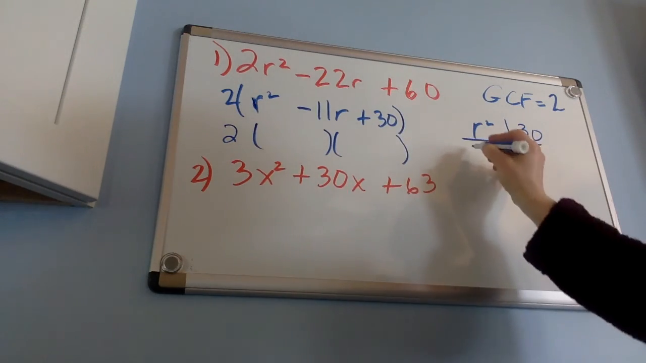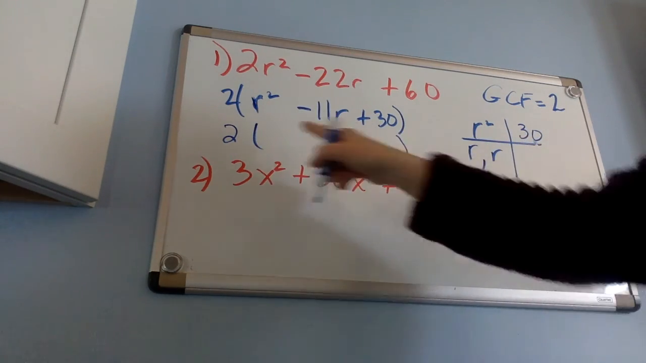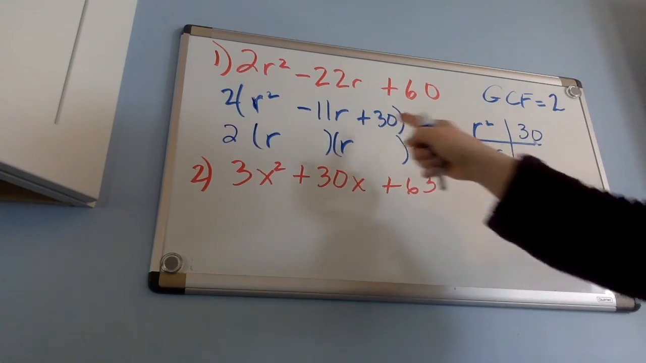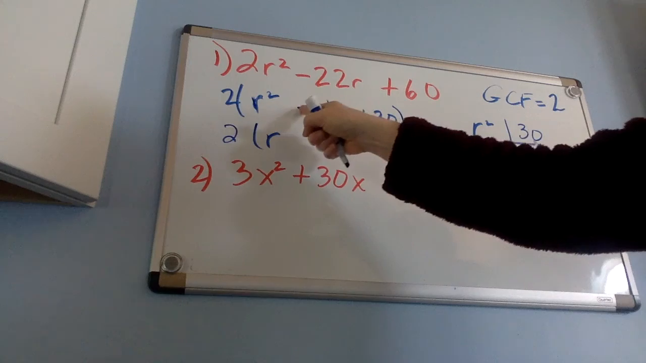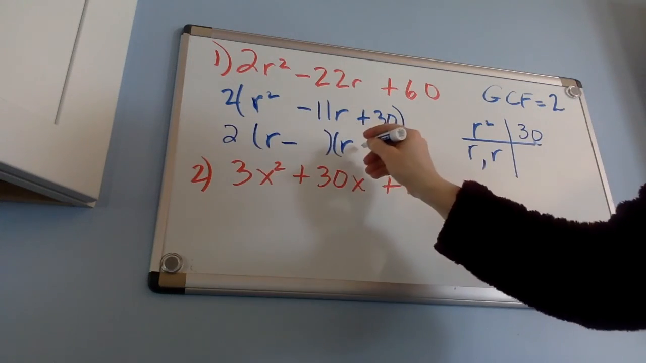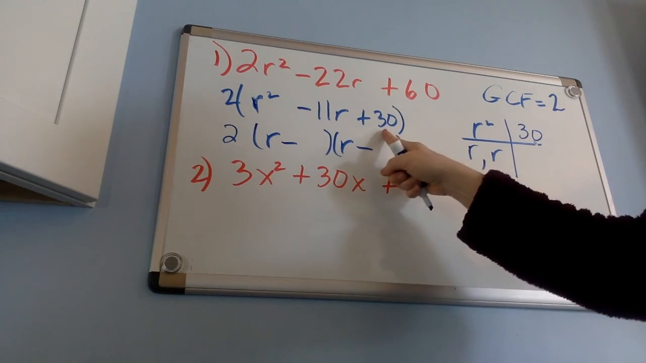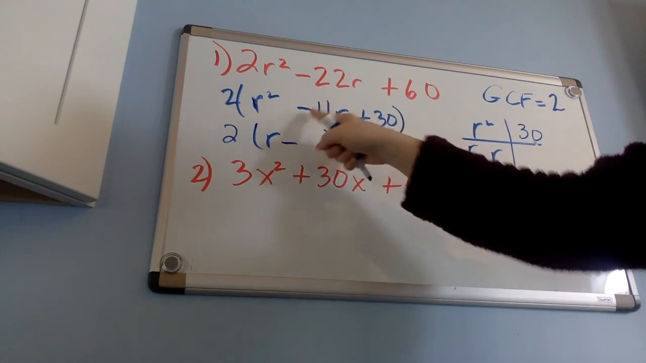So in order to get r squared, I have to have r times r. So that's the first thing in each set of parentheses. And they have the same sign, and that sign is going to be negative. So I'm going to have r minus something, r minus something. So which two negative numbers multiply to give us positive 30, but add to negative 11?